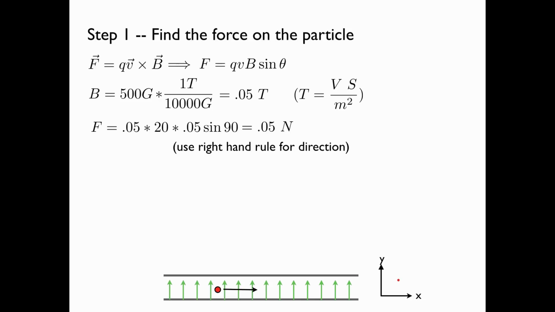Looking at the bottom right hand corner of the screen, we imagine sticking our fingers from our right hand in the x direction, curling them in the y direction, and then our thumb is sticking out of the page, and out of the page is in the positive z direction. So that's the direction of the force on the charged particle. If the particle had a negative charge rather than a positive, it would be the other direction.